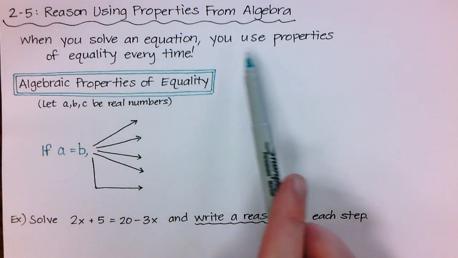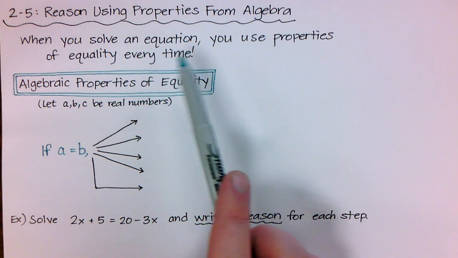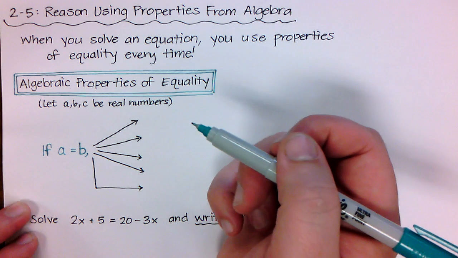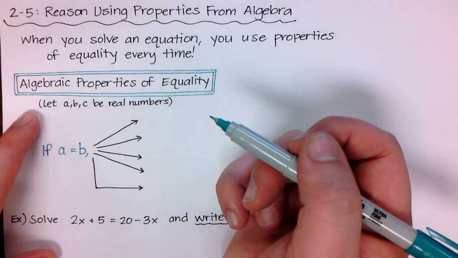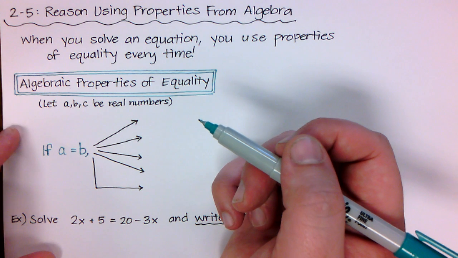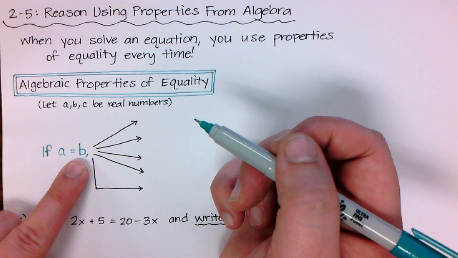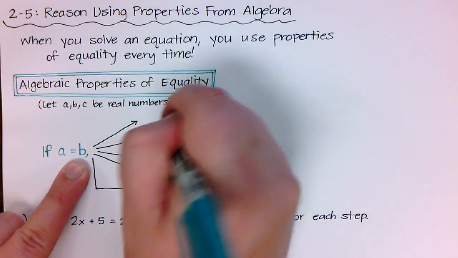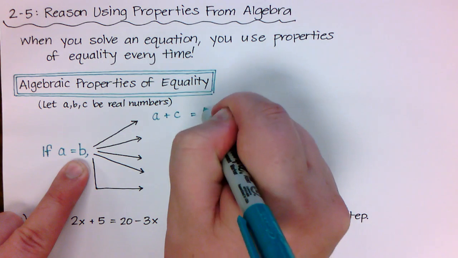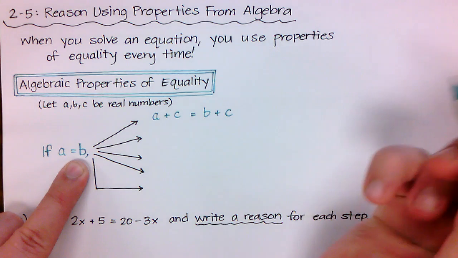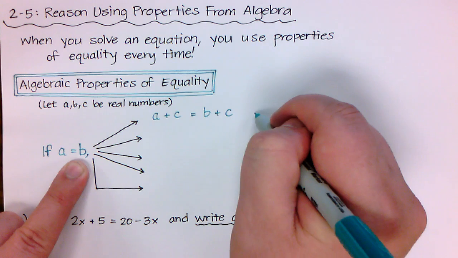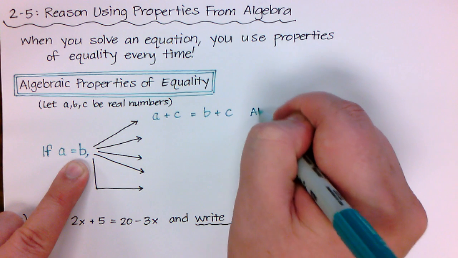So when you solve an equation, you're using properties of equality every time you try to solve. So let's list out some of these different properties. The first one is, for all of these actually, let us assume that A, B, and C are real numbers. Okay? So if A is equal to B, if that's something that we're given, then I can change it by saying A plus C is equal to B plus C. Right? If I just add the same number, C, to both sides, this is still going to be equal. And this is called the addition property.